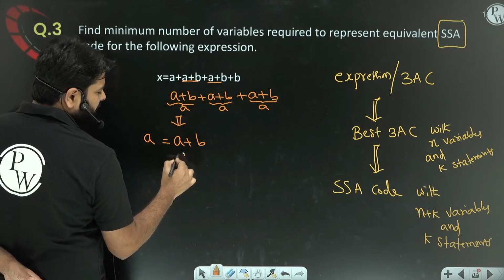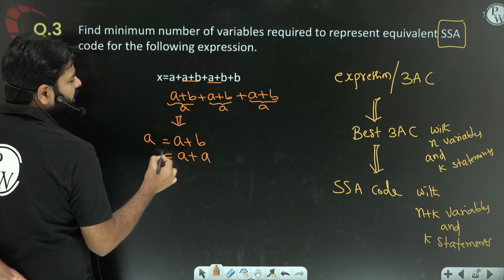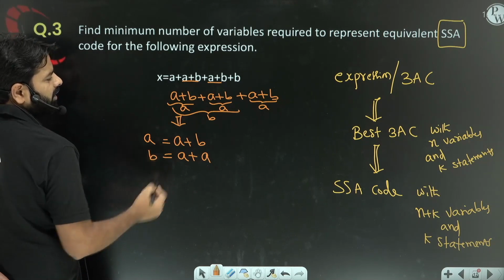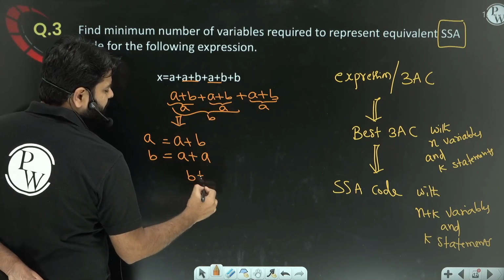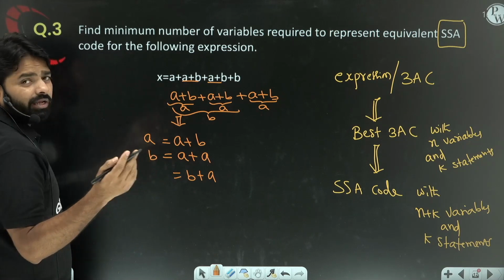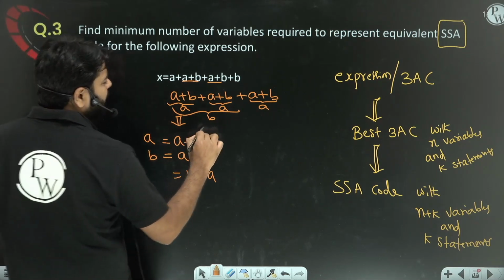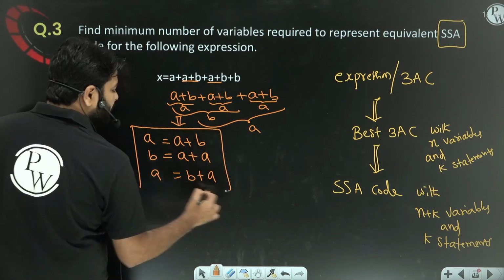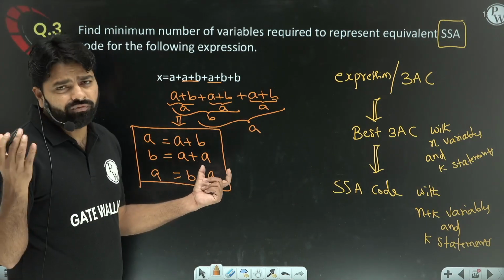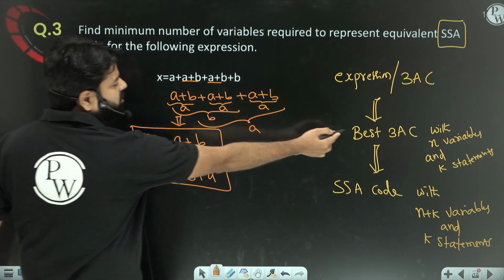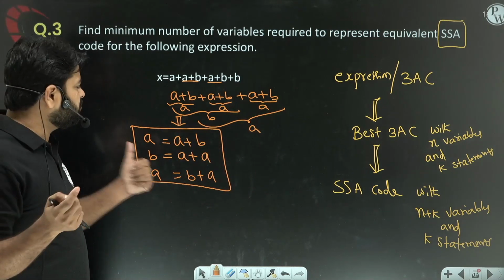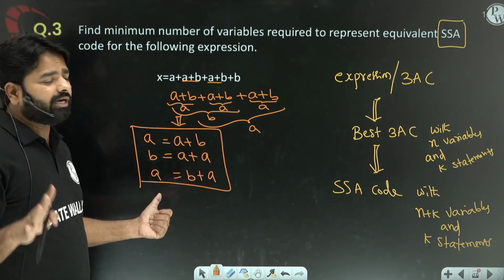Now a plus a, you can't store in a, so you have stored in b. Now b plus a, you have stored in, let's say, either a or b, fine. So I have stored in a. This is best 3 address code, but there are many best 3 address codes with 2 variables. This is the best 3 address code what we have here. If some 3 address code is given, you should write the best 3 address code always.